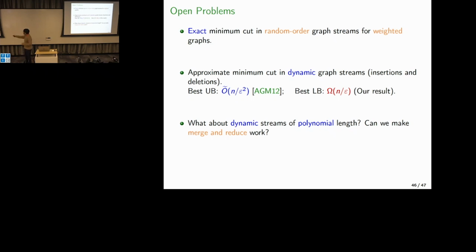Okay, let's take that out. Let's fix the stream to be polynomial length, or even order n squared length. Can I still use this merge and reduce some way to make it work?